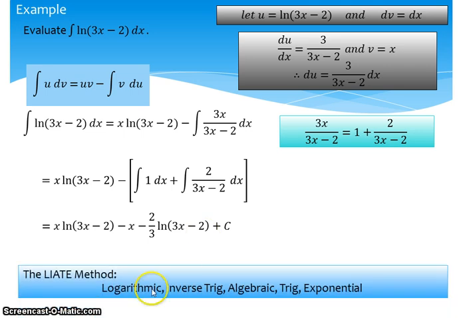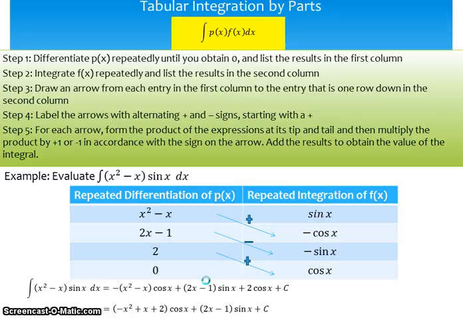I would like to encourage you to investigate the LIATE method. This method actually helps you determine what choice you make for u and for dv. That's one of the most important steps while integrating using integration by parts. So you got to know your u, you got to know your dv, and this method will help you determine your u and dv. Here's another method, integrating by parts using the tabular method.